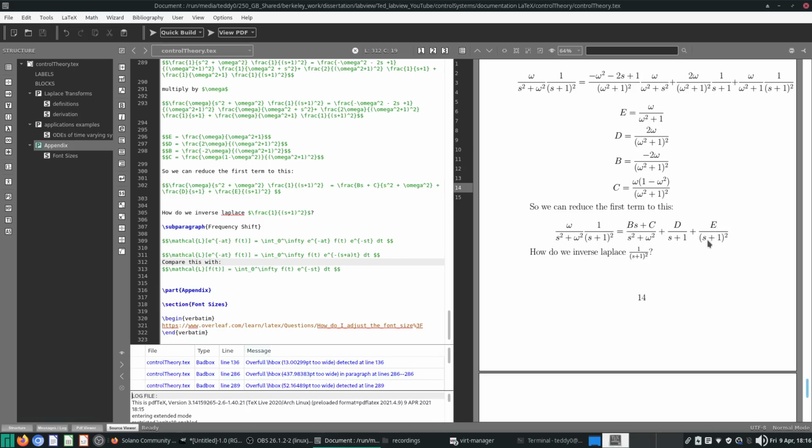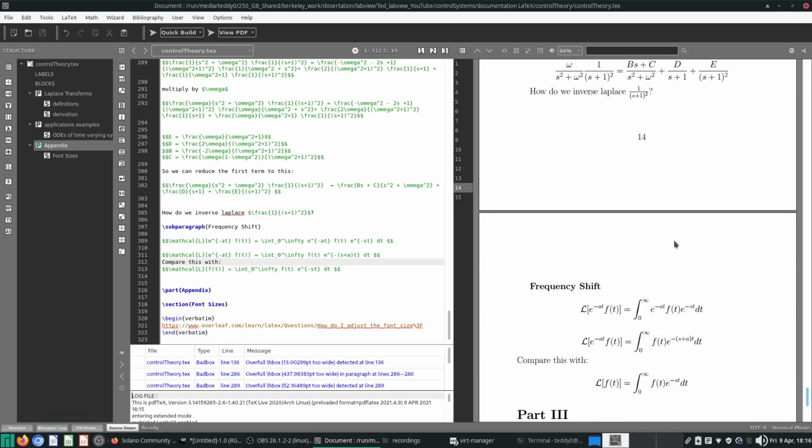The only thing is, how do you inverse Laplace transform 1 over s plus 1 squared? Because 1 over s plus 1 is e to the minus t. If you take a look back, we actually derived that. Then how are you going to do this?